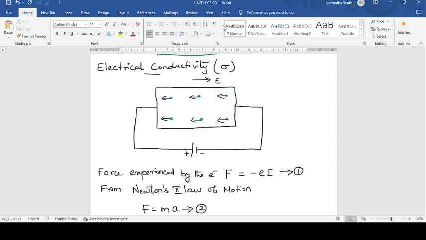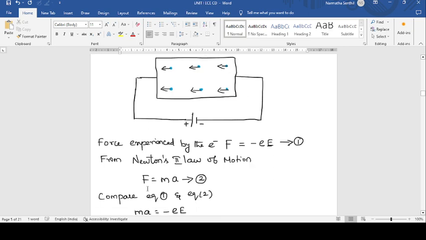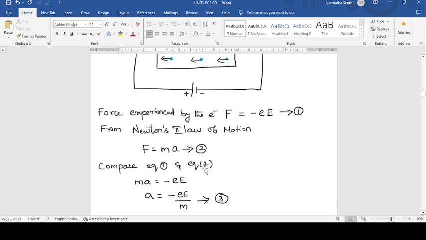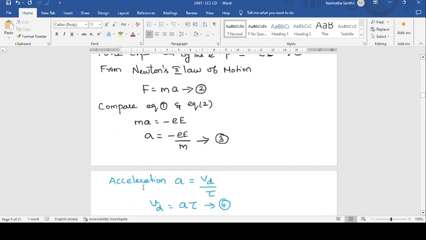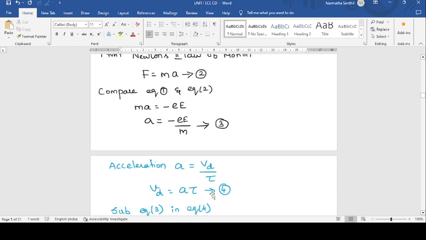So when you are applying an external electric field, the force experienced by the electron is called the Lorentz force, which is represented as F is equal to minus eE. From Newton's second law of motion, we know that force is equal to mass into acceleration. Now compare these two equations and find the value of a. So ma is equal to minus eE, where the acceleration a is equal to minus eE by m. But from definition, we know that acceleration a is equal to Vd by tau. So the drift velocity, represented by Vd, is equal to a tau.